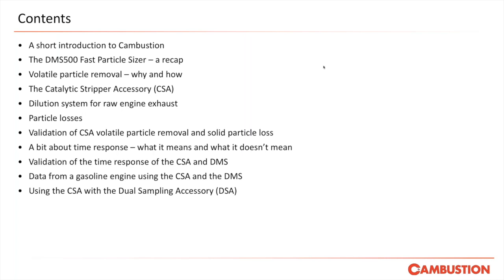I then show probably the most interesting part, some data from a gasoline engine using the CSA and the DMS. And I finally describe how the catalytic stripper accessory can be used with the dual sampling accessory, which allows switching between upstream and downstream for filter efficiency measurement.